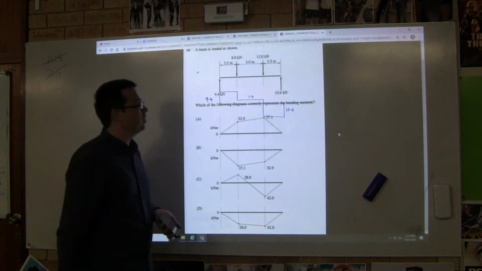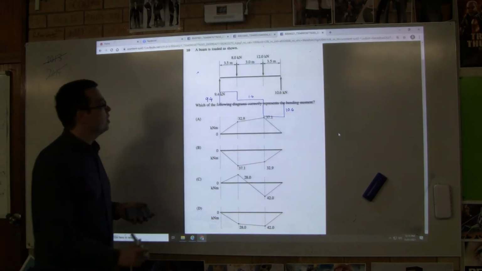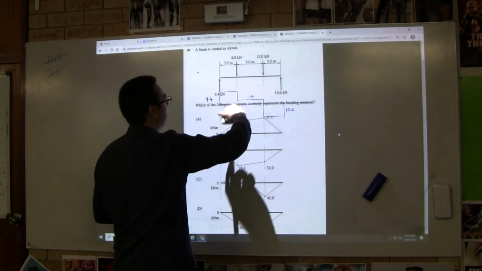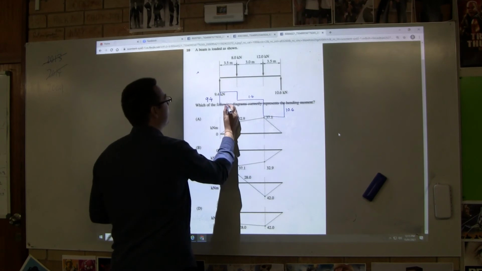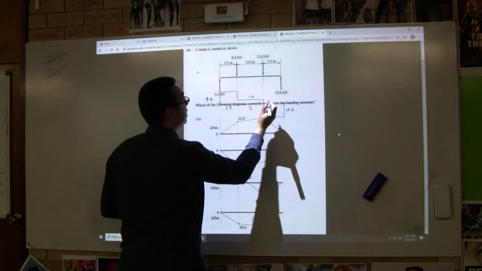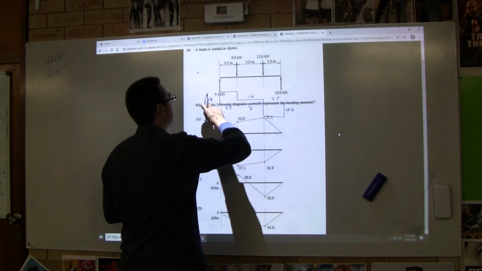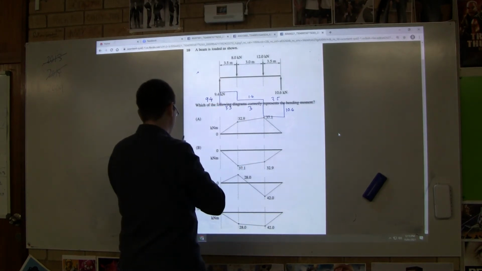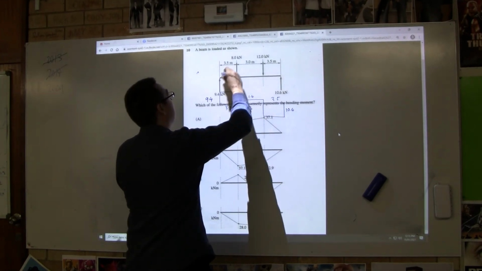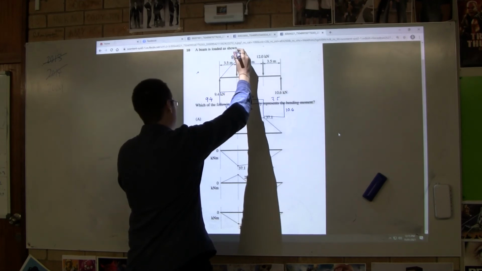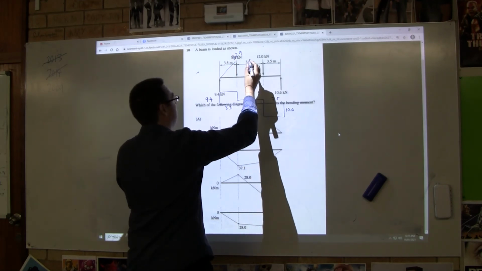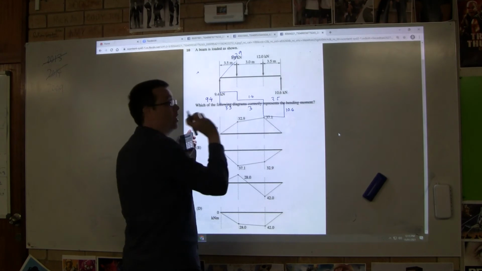Now, if I was drawing a diagram for that, what would that look like? Well, I'm going to draw it up here because I'm running out of space. This is 3.5 meters. This is 3 meters. This is 3.5 meters. So what would that look like? 3.5 times 9.4 equals 32.9.